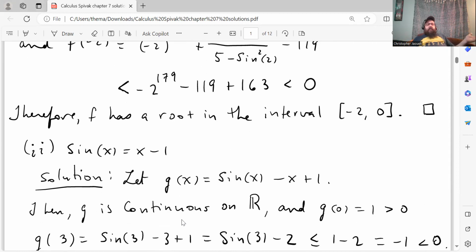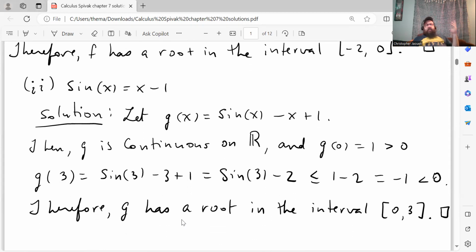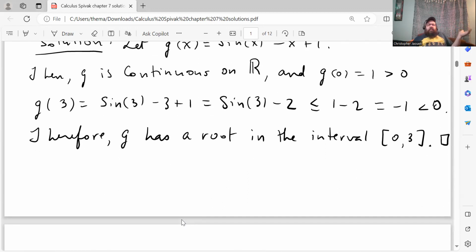Part 2 is exactly analogous, except just a different equation. So here in part 2, he wants us to show that there's a real number x such that sine of x is x minus 1. I won't belabor this just because it's very similar to the one I just did. But define g of x equals sine x minus x plus 1. This is a continuous function for the same reason that the one in part 1 was. And then you just pick convenient values. g of 0 happens to be positive, g of 3 happens to be negative. So again, by the intermediate value theorem, that means that g has a root in the interval from 0 to 3. All right. So like I said, those are basically pre-calculus problems.